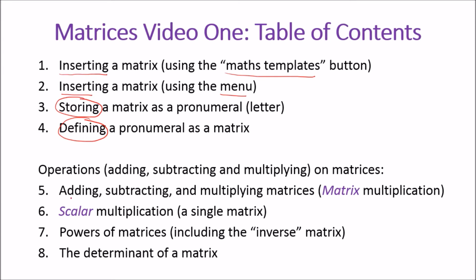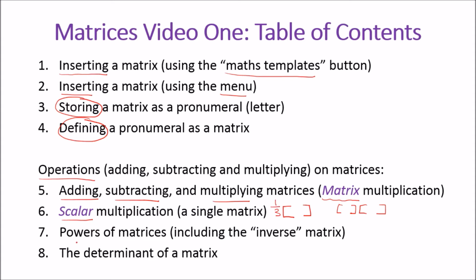After that, we will look at our operations. So we're talking about adding, subtracting and multiplying matrices. And here I'm talking about matrix multiplication, where we're multiplying one matrix by another matrix. Then we'll briefly go over scalar multiplication, which is when you've just got a single matrix and you are simply scaling it up or scaling it down. So for example, you might be scaling up by 3, or you might be scaling it down by a third.